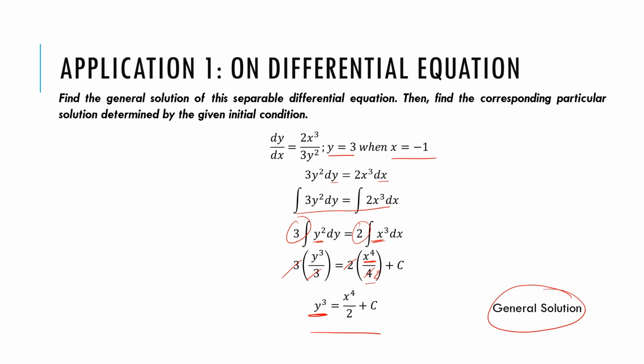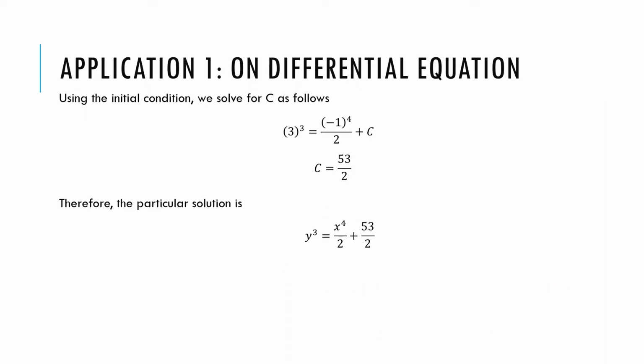Next slide. Since ang y natin is 3 and yung x natin is negative 1, let's substitute it. So, 3 cubed is equal to negative 1 raised to 4 over 2 plus c. Using algebraic manipulation, we will get 53 over 2. So, the value of c is 53 over 2. Then, this is the particular solution of the separable differential equation.